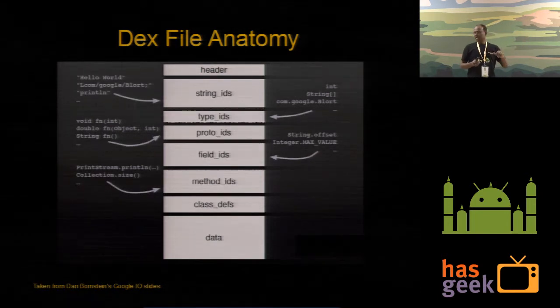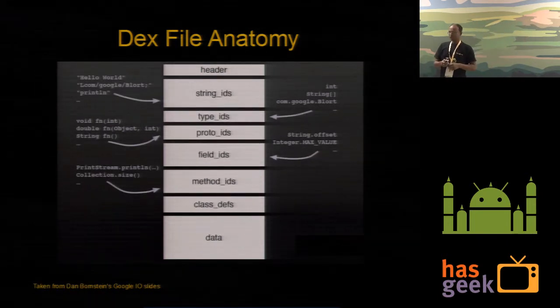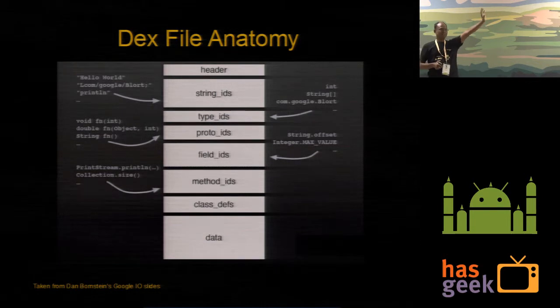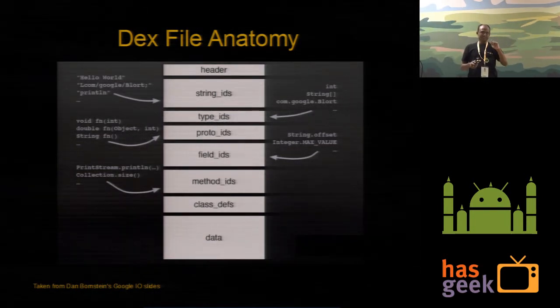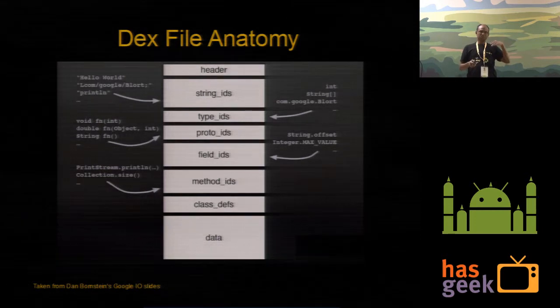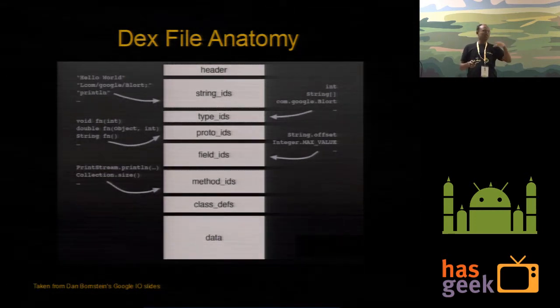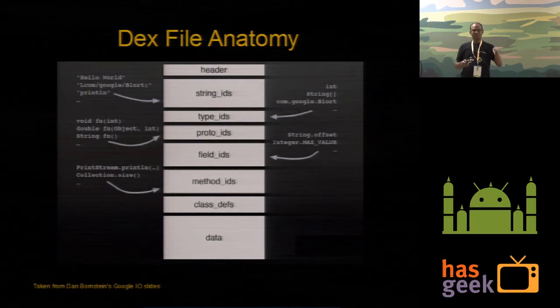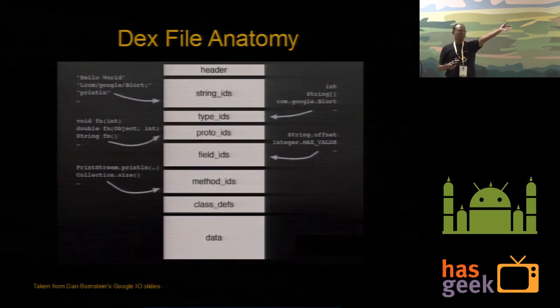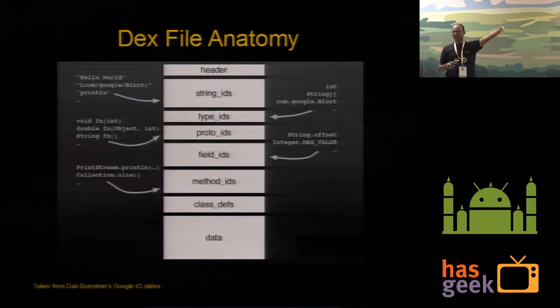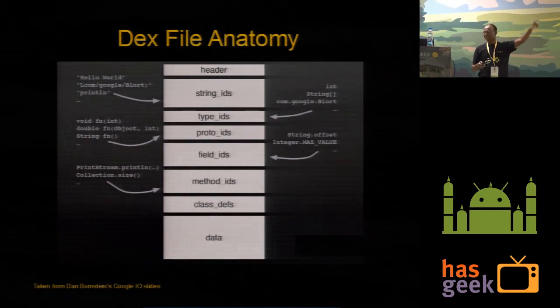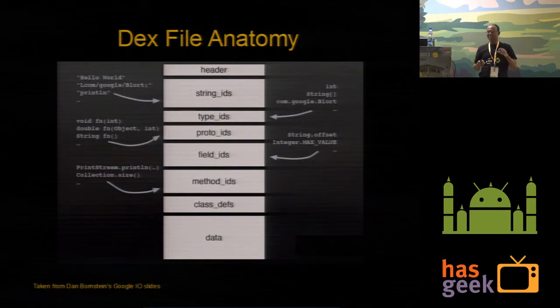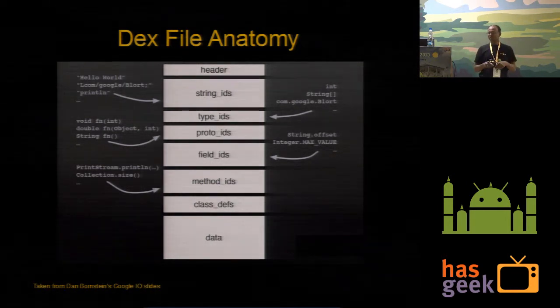If you look at this figure, you can see that like all other files, it has a header, followed by string IDs. The string IDs are any strings that you use in your class source code. For example, if you println hello world, hello world is a string. The method names like println are also strings, and the class names are strings, and all those things.